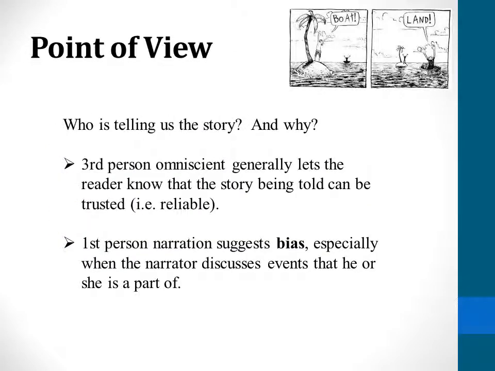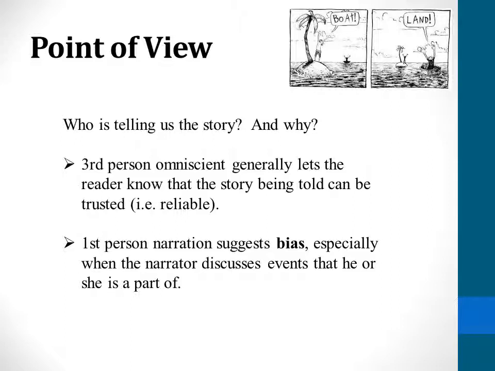We're going to talk about point of view, and this is who is telling us the story and why. The third person omniscient generally lets the reader know that the story being told can be trusted. It's reliable. The third person omniscient is often seen with using pronouns like he, she, they. It's like God wrote the book, except God in this case would be the writer.